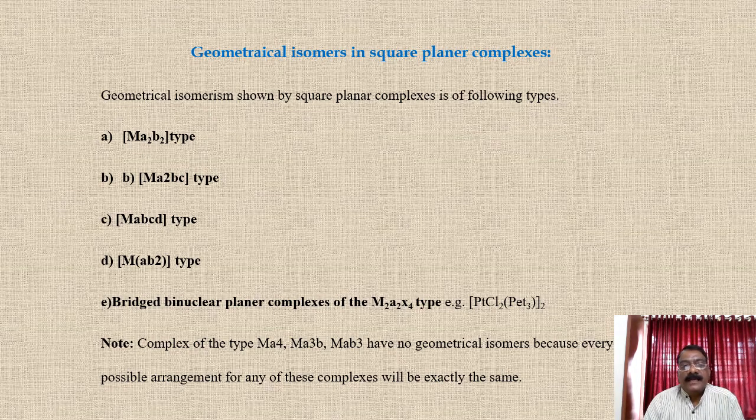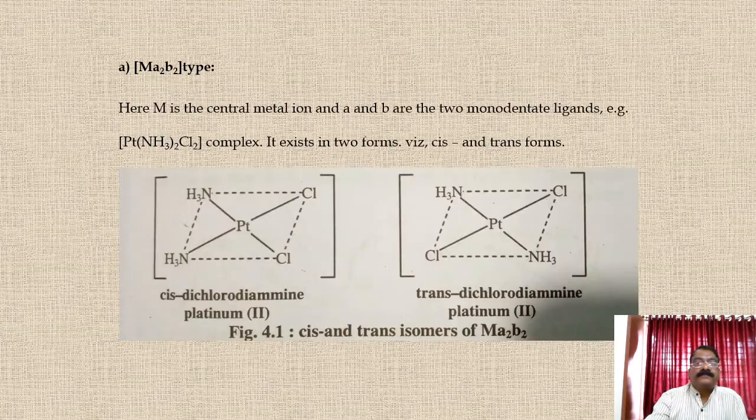Complexes of the type MA4, MA3B, MAB3 have no geometrical isomers, because every possible arrangement for any of these complexes will be exactly the same.